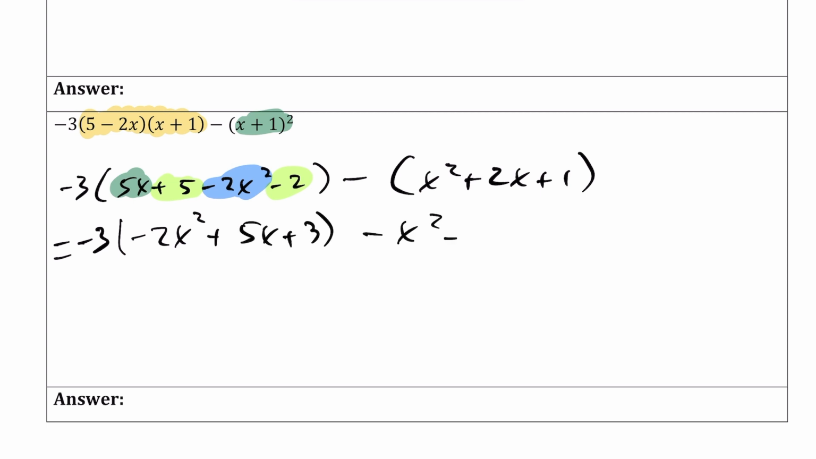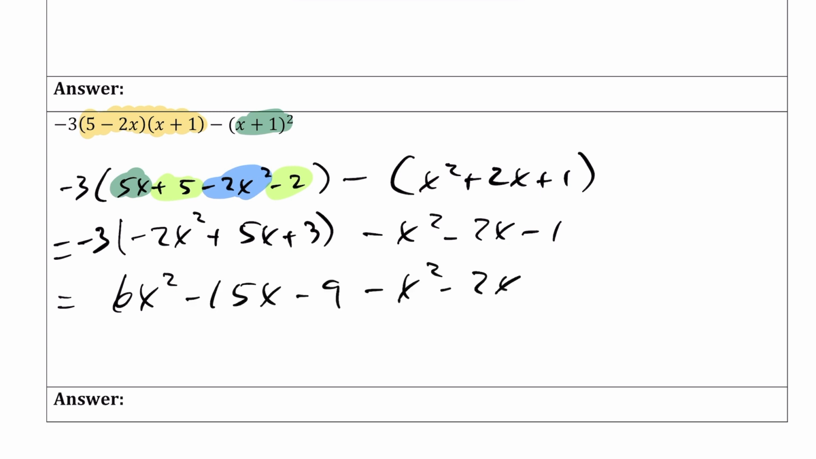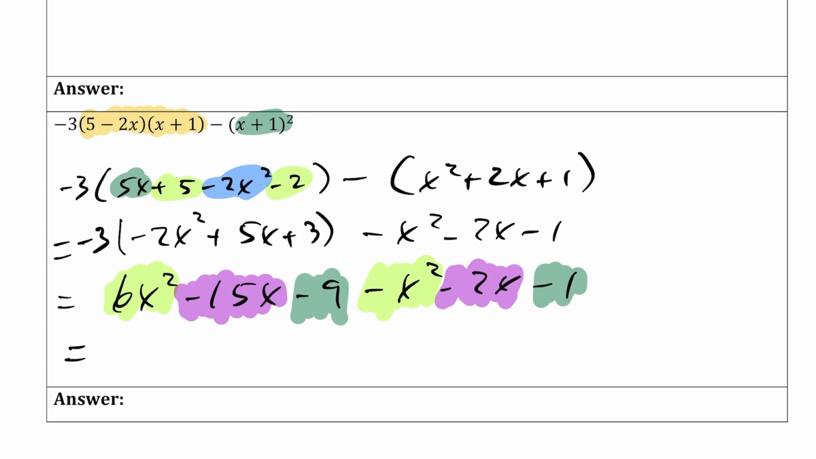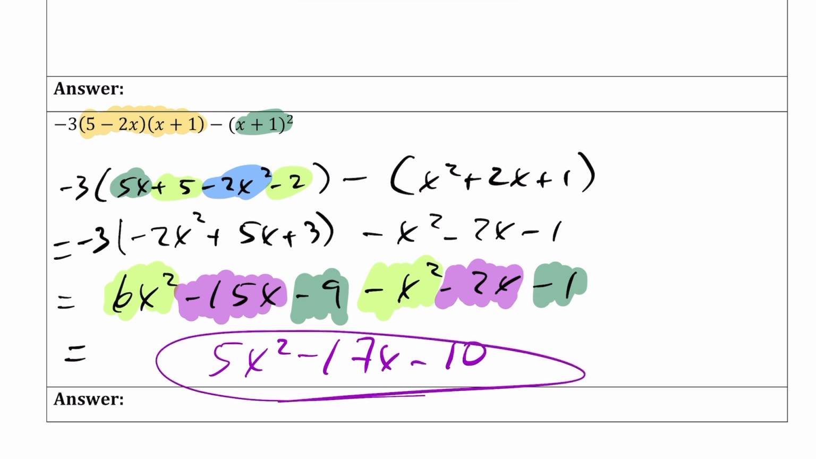I can distribute the minus sign here into the trinomial. And expanding this out here, I get 6x squared minus 15x minus 9 minus x squared minus 2x minus 1. So then you can go ahead and collect like terms this time, and you'll see here I've got a 6x squared. I can connect up with my minus x squared. The minus 15x I can collect up with a minus 2x. And lastly, the minus 9 with the minus 1. So we end up getting here 5x squared minus 17x minus 10. And that ends up being our simplified expression.